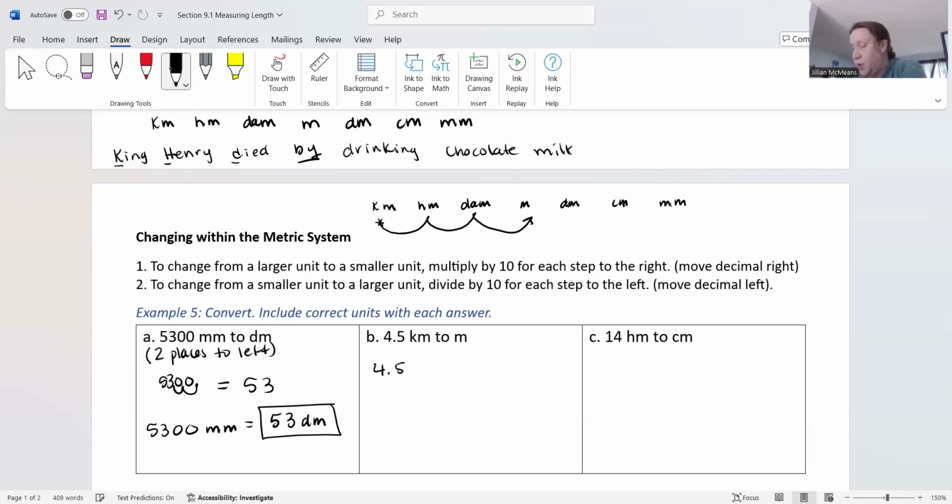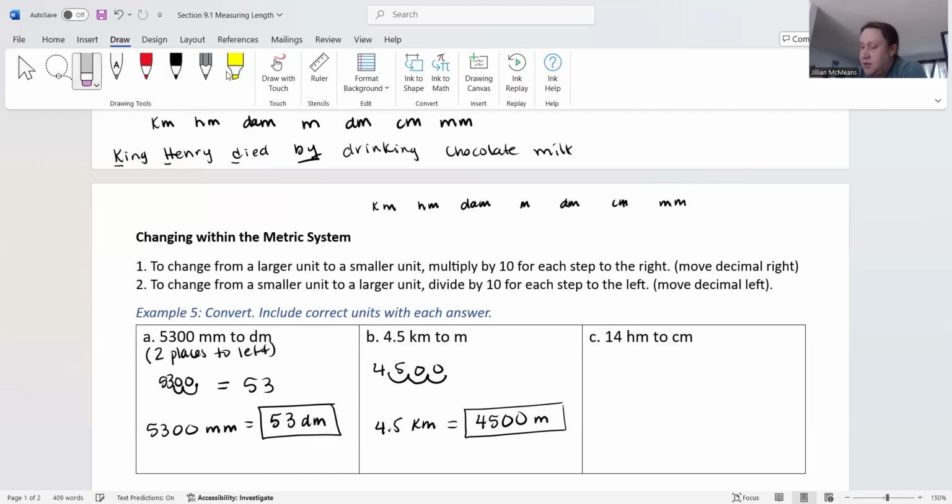So if I have 4.5 kilometers, I would move my decimal once, twice, 3 times. Each time I move past the end of the number, I just add a 0. So I would say 4.5 kilometers is equal to 4,500 meters. And that should make sense because remember, a kilometer is 1,000 meters. So if I have 4.5 kilometers, I would just multiply that by 1,000 to get meters. So 4,500 meters. All right, one more. Let's erase our side work.